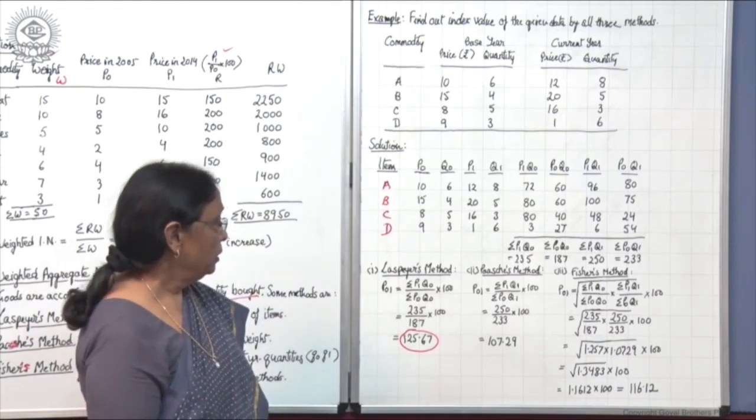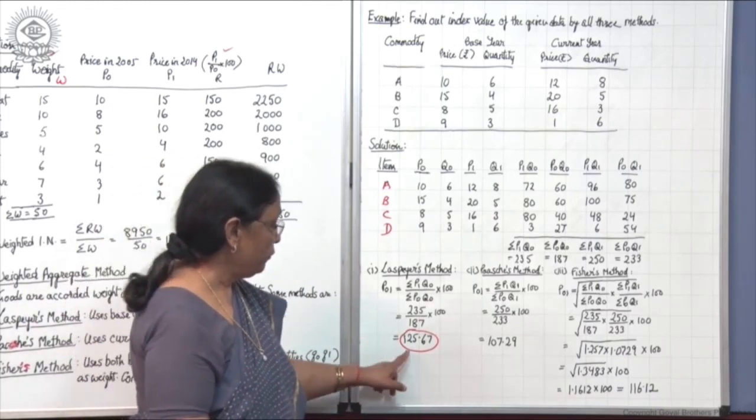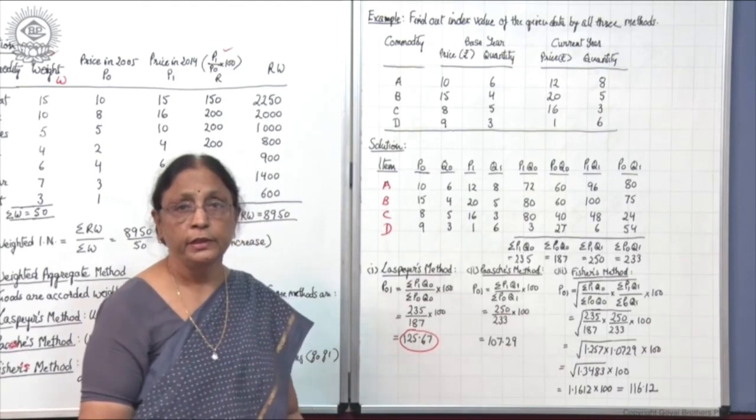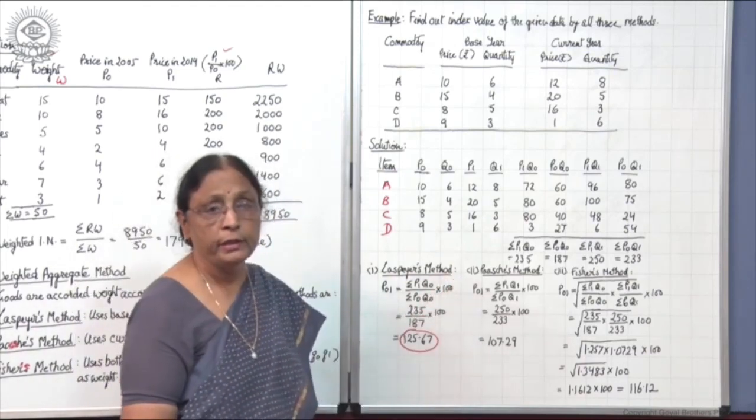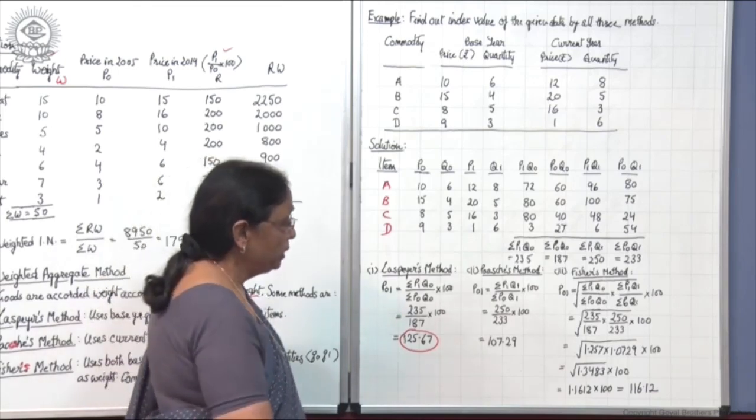This shows a 25.67% increase. Now we move to the second method, that is Paasche's method.